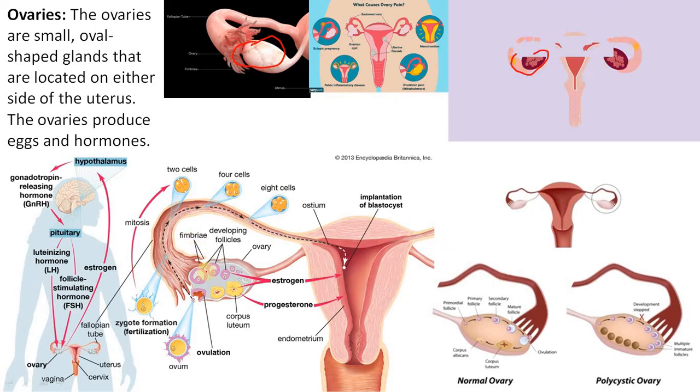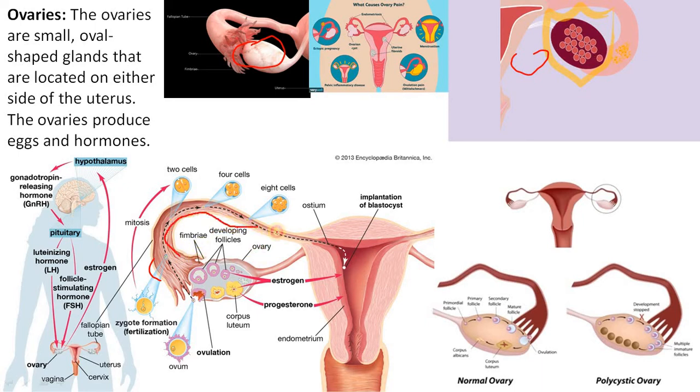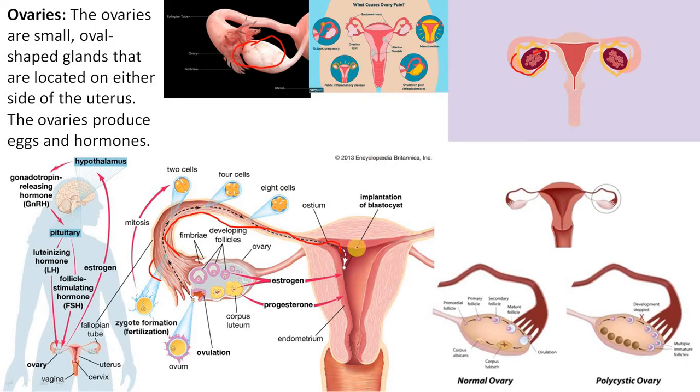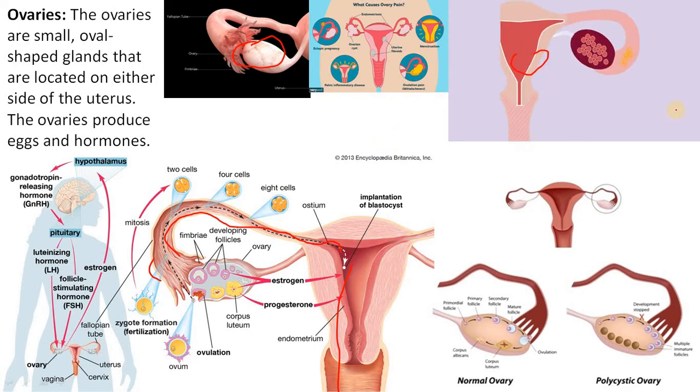This picture gives a clear idea that the egg matures here and travels from here into the fallopian tube and implants here, here, and here. And if fertilization does not take place, it is discharged through the vagina as the uterine endometrium.